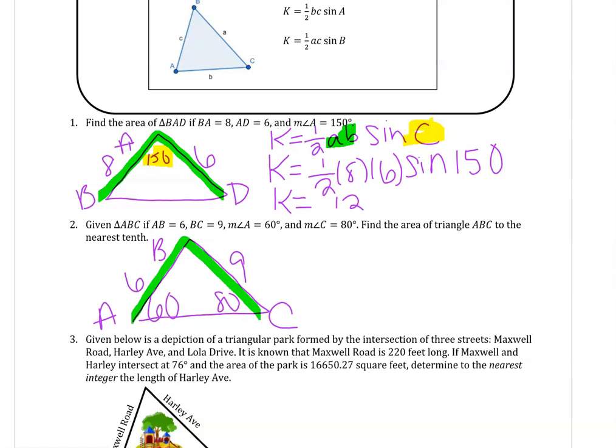Now, what's important to note is you do not have the included angle here. You are missing angle B, and that's going to be crucial to finding the area of the triangle. Here's the good news, though. Can't you find angle B? You know that between 60 and 80, you have 140 degrees, which means that missing angle B must be 40 degrees. Okay, I'm going to write that again so it looks a little bit nicer.